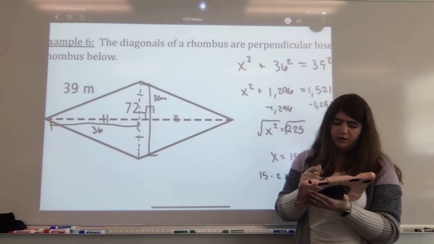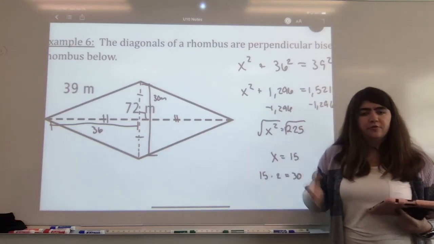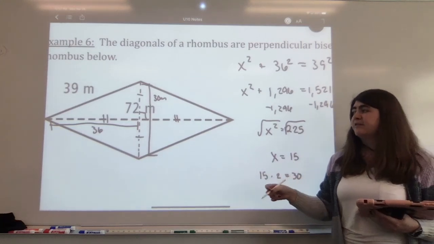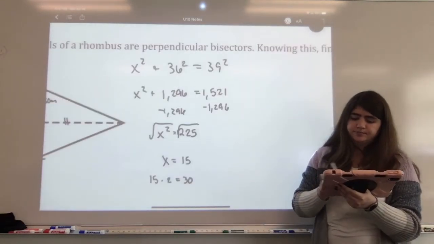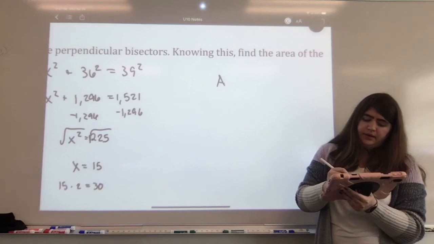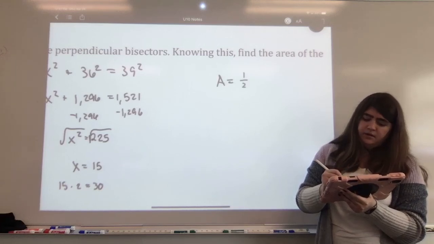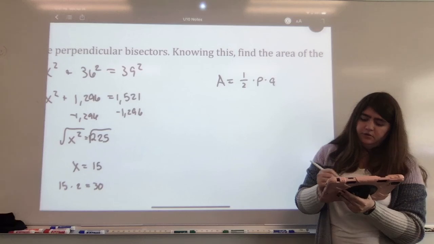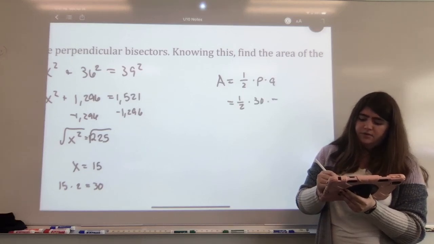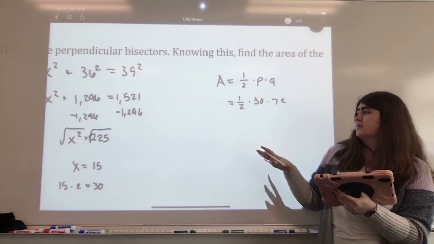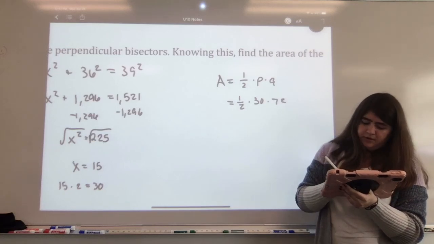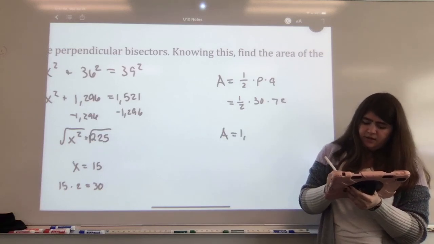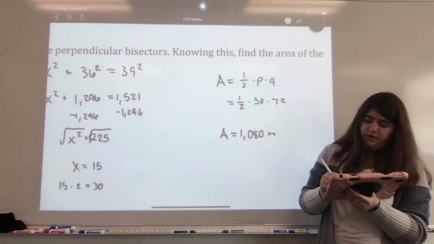That's 30 meters. So now the formula for the area of a rhombus is 1/2 P times Q, so I have 1/2 30 times 72. So let's write that out. Our formula is 1/2 times P times Q, which is equal to 1/2, in our case, 30 times 72. I'm again going to type this in my calculator, but what I'm really going to type is 15 times 72, which gives me that the area is equal to 1,080 square meters.